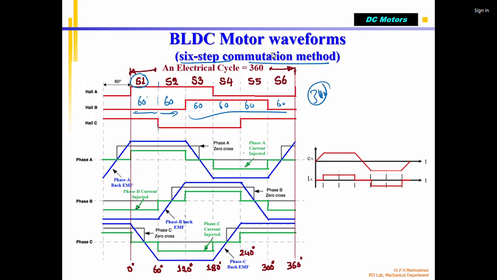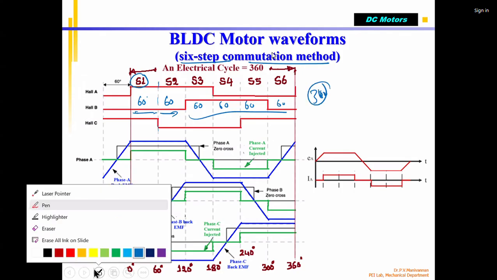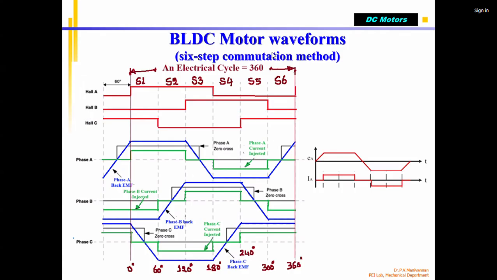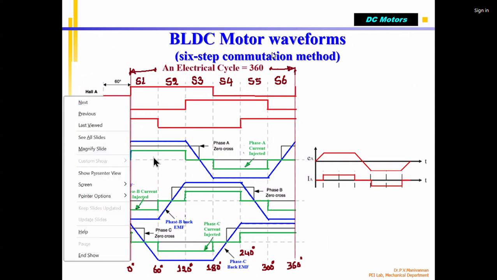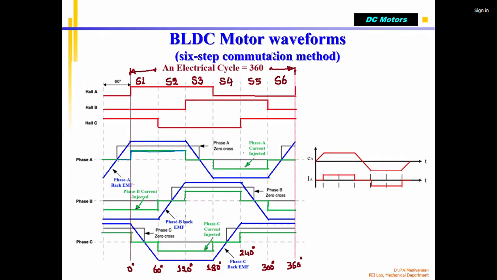Within 360 degrees, the voltage supplied goes from 0 to the maximum voltage of the motor, then remains there. This is 30 degrees, then 120 degrees, again 30 degrees, again 30 degrees, then 120 degrees, and again 30 degrees. Within one cycle, this is one electrical cycle, 360 degrees.